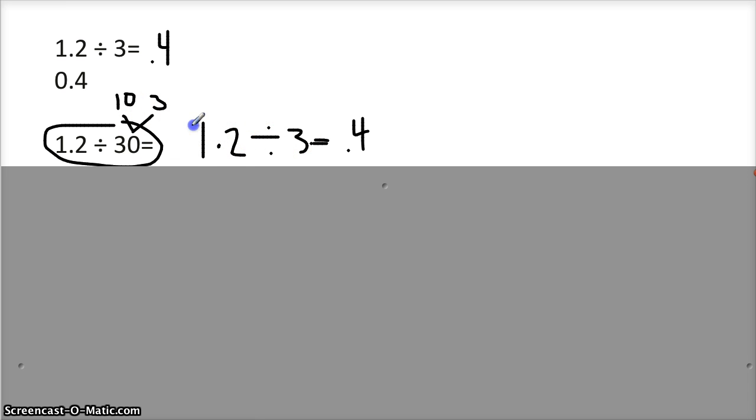So this is like 1.2 divided by 3, let me erase this part, divided by 10. So this is my 30, the 3 times the 10. As long as I divide one piece and then the other piece, I'm good. So they start with the 0.4, and then remember, every step on my place value chart is based on powers of 10.